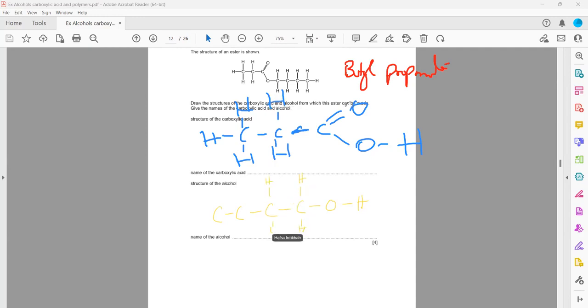Yes, that's right. Between propanoic acid and butanol, you have to name them. This will be propanoic acid. And this one will be butanol.